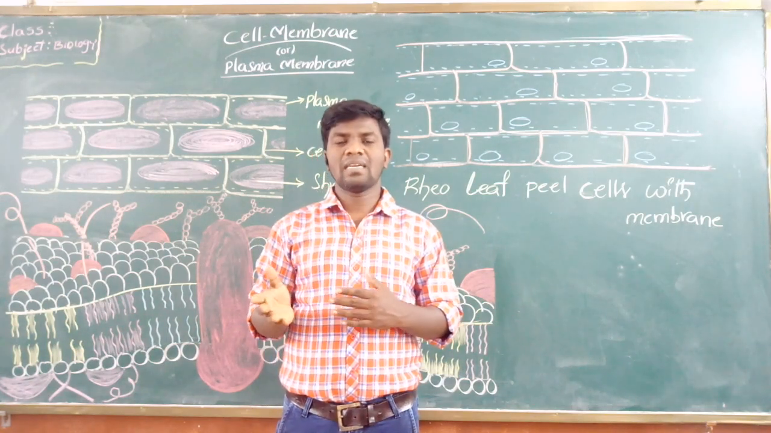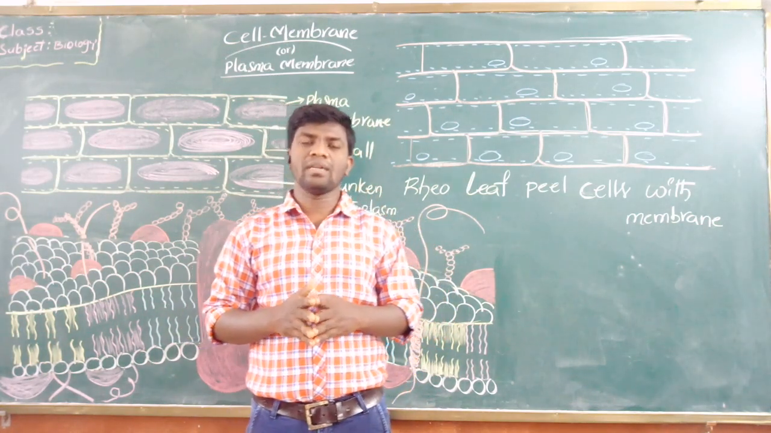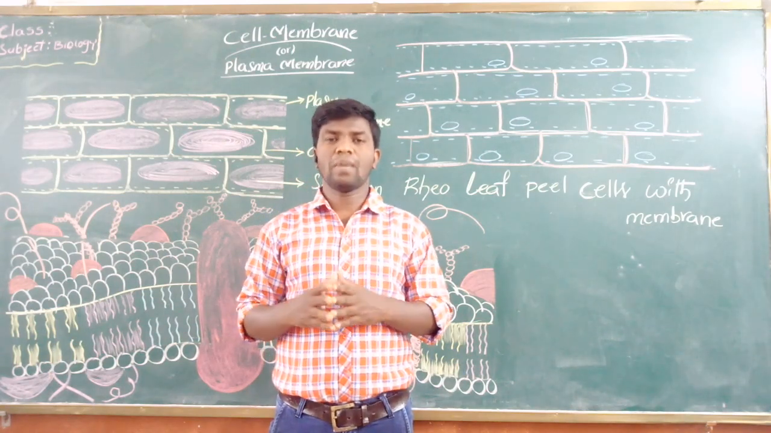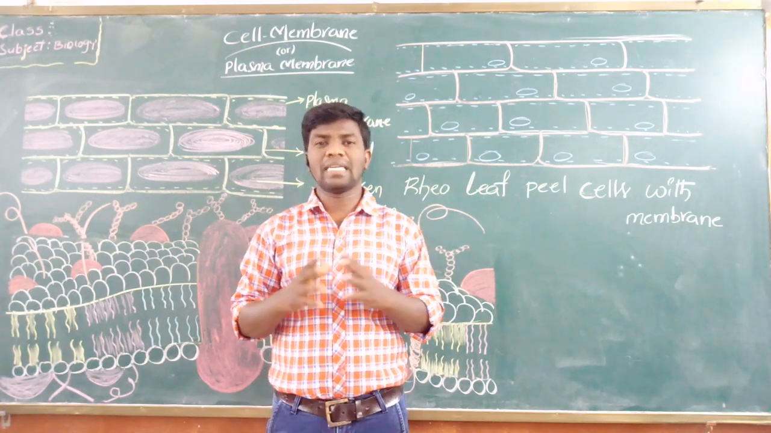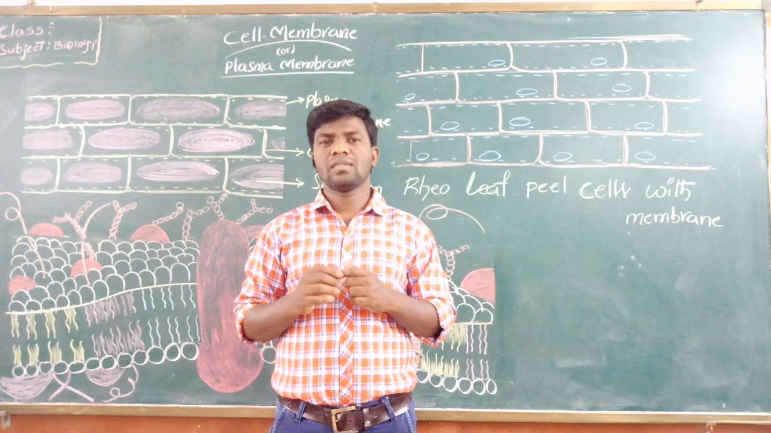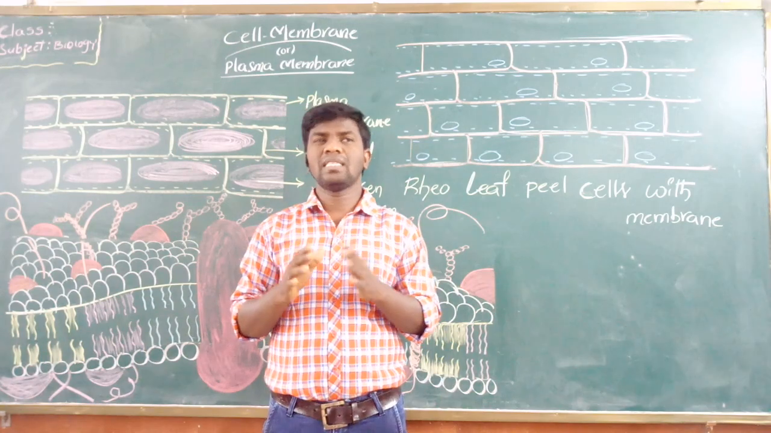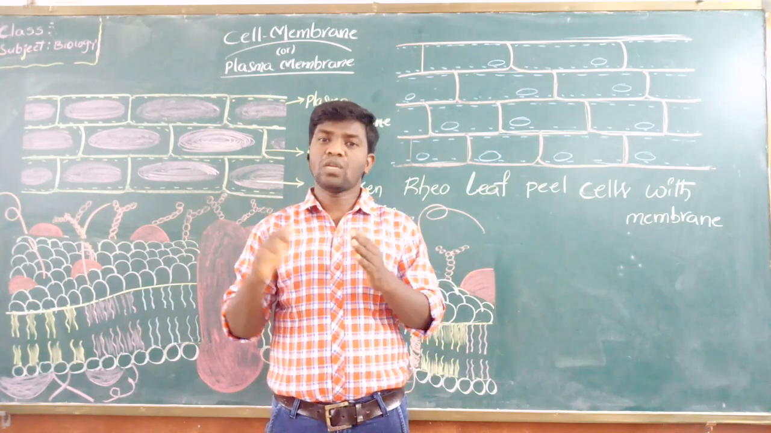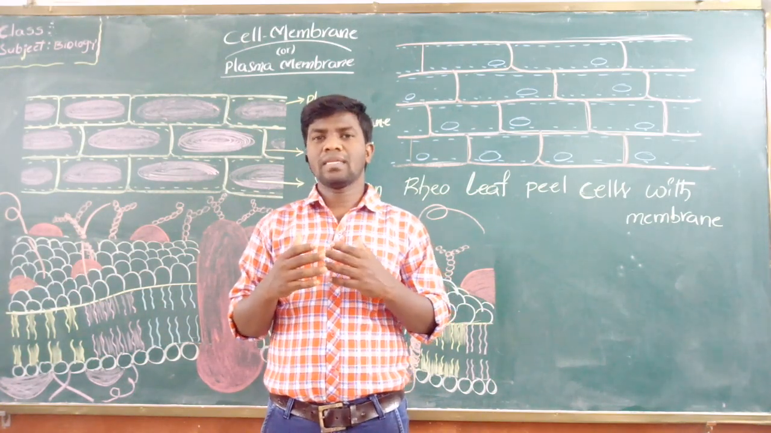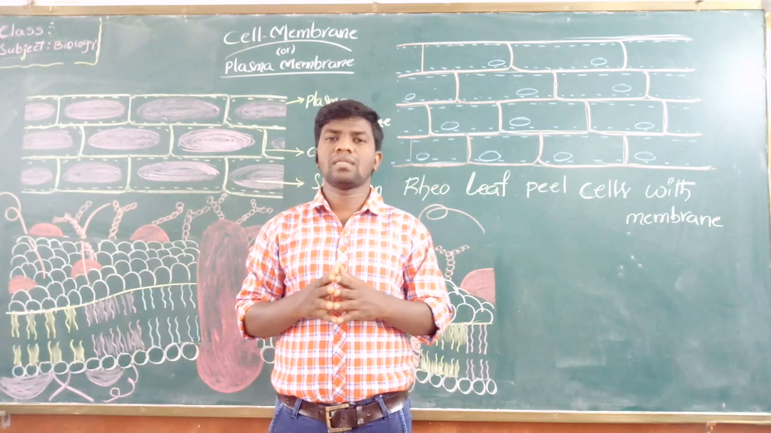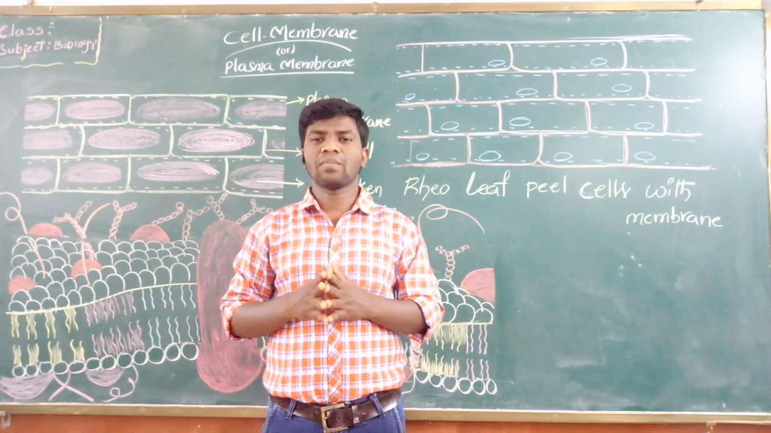We have learned about the cell in earlier classes. Today I am going to explain the topic cell membrane, or plasma membrane. In your earlier classes you have already studied that the cell membrane is the covering of the animal cell, and plant cells have it too. In plant cells there is another layer over the cell membrane, called the cell wall.